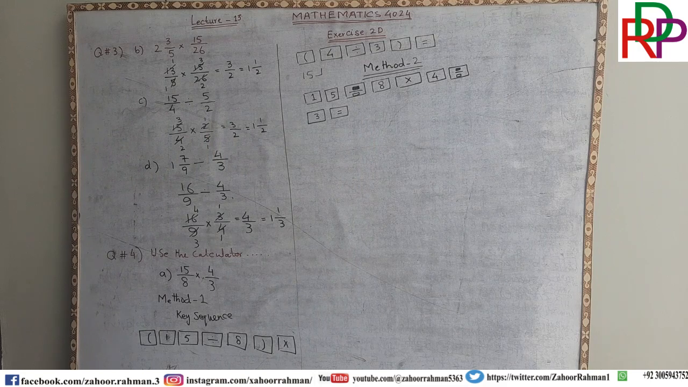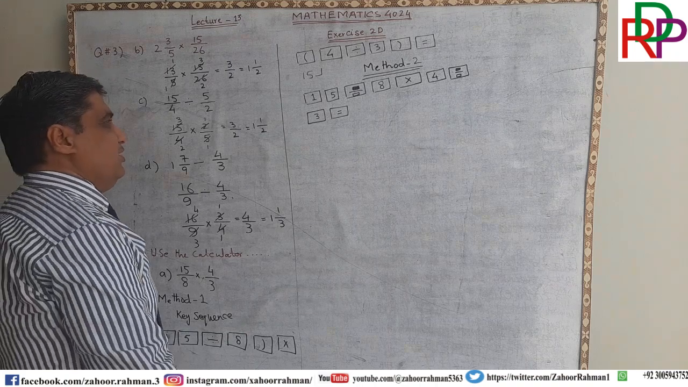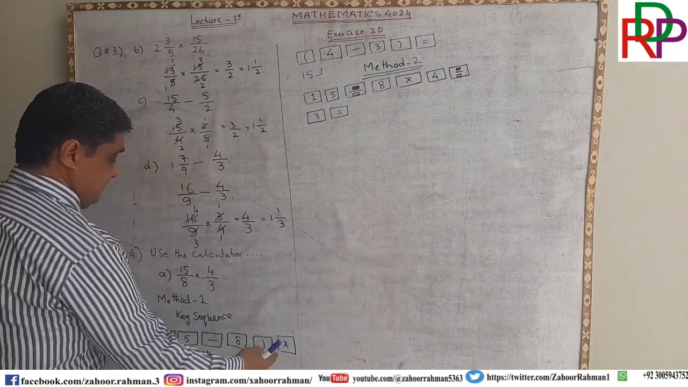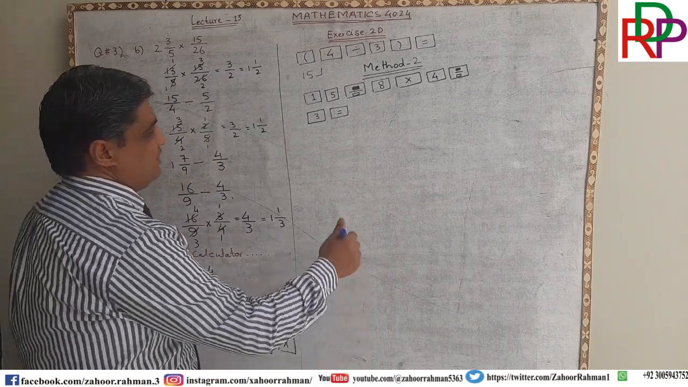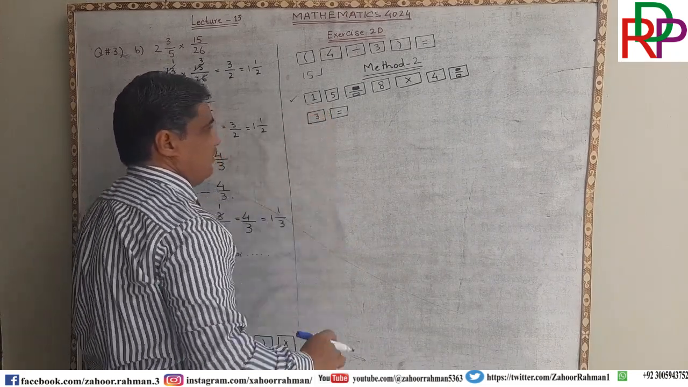Ladies and gentlemen, that is the whole story. Again you will get 3 over 2. So whatever method is suitable to you, you can do it, but this one is looking a bit childish. This one is a bit advanced.